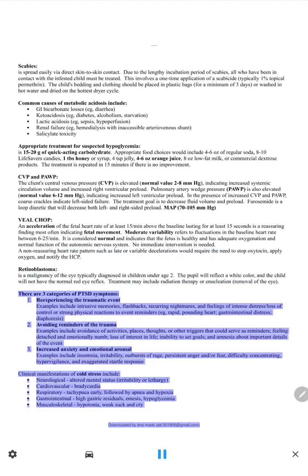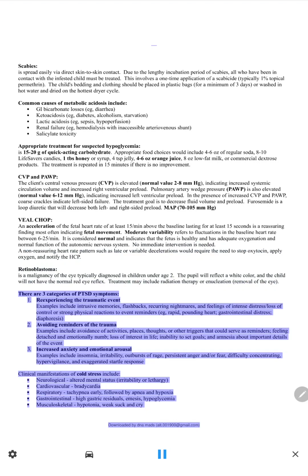2. Avoiding reminders of the trauma. Examples include avoidance of activities, places, thoughts, or other triggers that could serve as reminders, feeling detached and emotionally numb, loss of interest in life, inability to set goals, and amnesia about important details of the event. 3. Increased anxiety and emotional arousal. Examples include insomnia, irritability, outbursts of rage, persistent anger and/or fear, difficulty concentrating, hypervigilance, and exaggerated startle response.